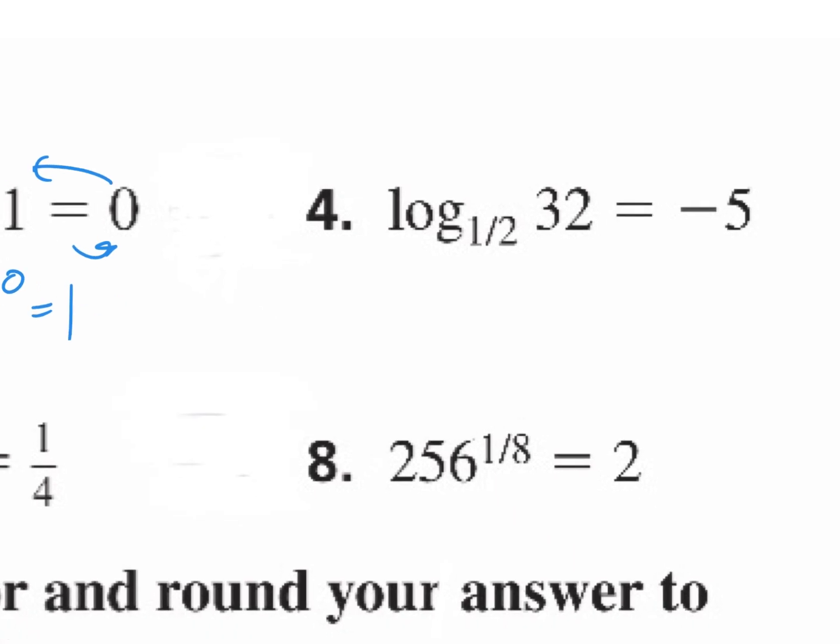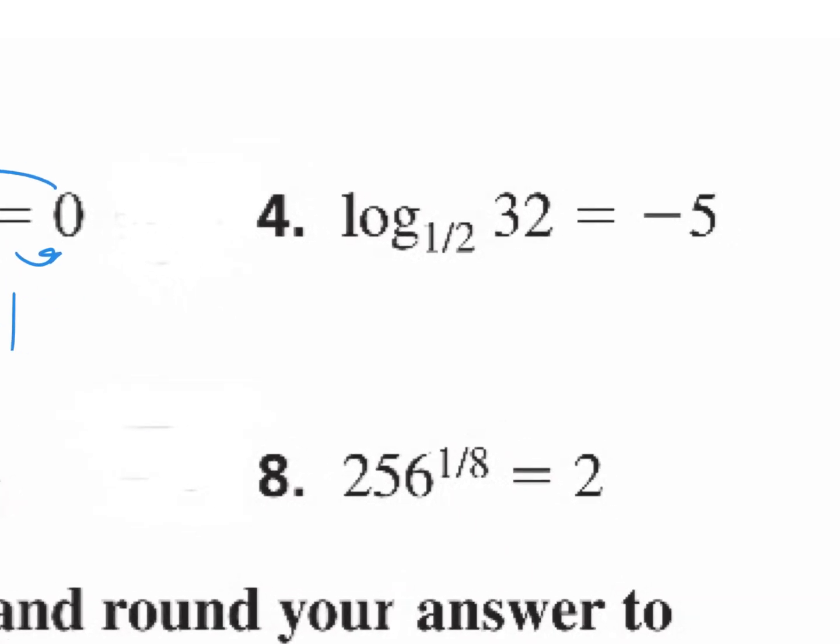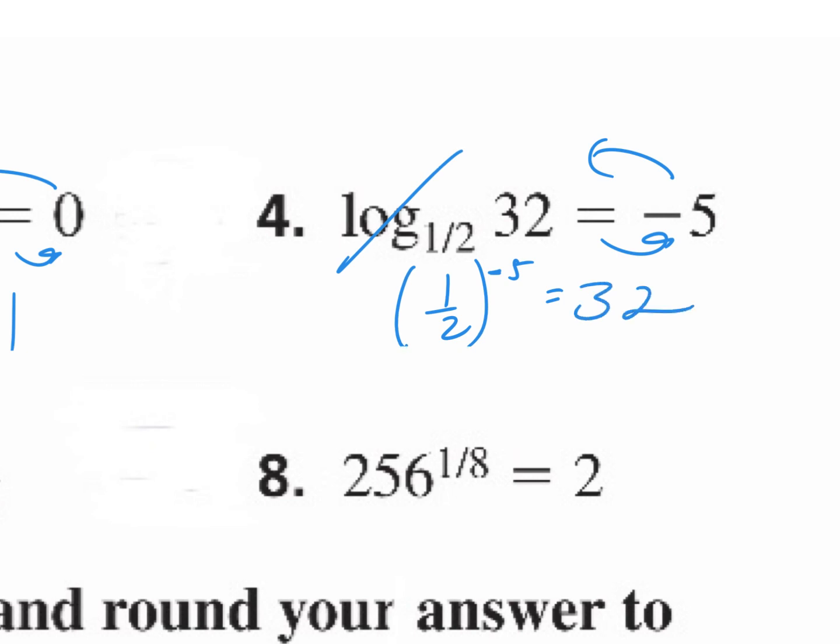Perfect. What about here? Cross off log. 1/2 becomes my big base. And then this switches. You guys agree? Good. I'm going to go down and then over.